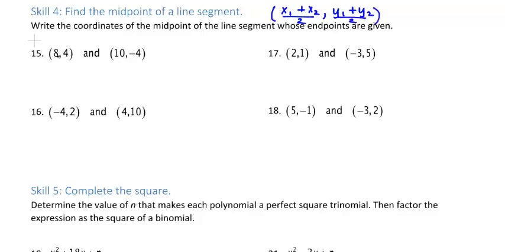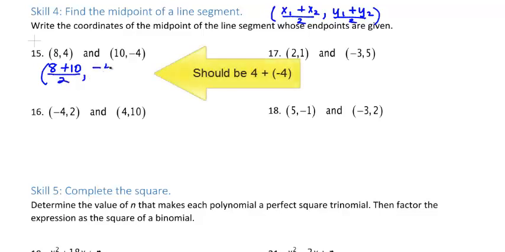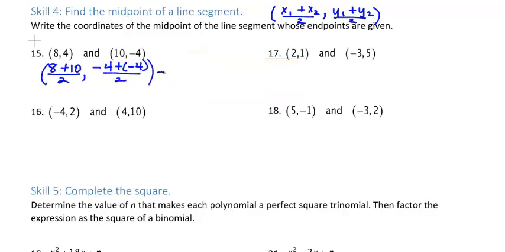So to find the midpoint between (8, 4) and (10, -4), we would say 8 plus 10 divided by 2 and 4 plus negative 4 divided by 2, which simplifies to be 18 divided by 2, or 9. I'm sorry, I wrote that wrong, didn't I? 4 plus negative 4 is 0 divided by 2, which is just 0.